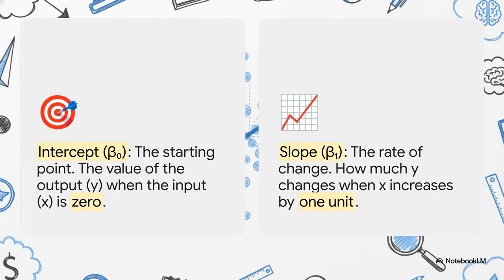Let's just zoom in on those two for a second. The intercept is our starting point. Think of it like this. If you had a house with 0 square feet, which is impossible, I know, this is what the model would say it's worth. It's the base value.